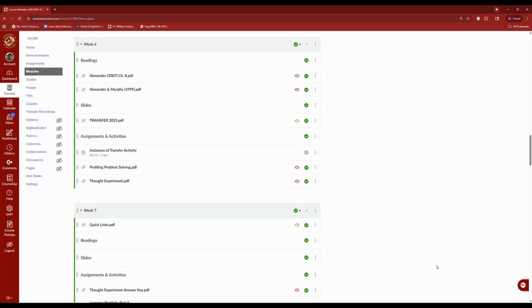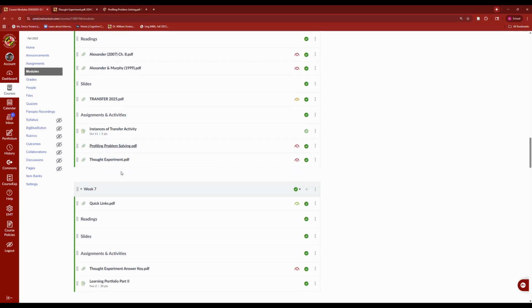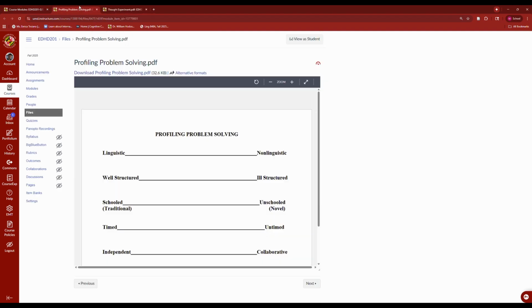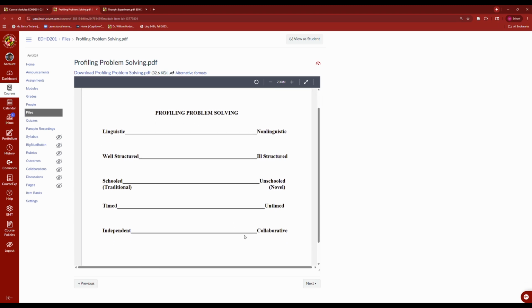To continue off of last week, I'm going to ask you to pull out your thought experiment that you completed, as well as the profiling problem solving sheet, which has the different dimensions. Again, this is week 6, but we can see the profiling of problem solving here, and the different dimensions that we are going to profile different problems under. We can see linguistic, non-linguistic, well-structured, ill-structured, schooled, unschooled, etc. We're not really going to focus on timed versus independent versus collaborative for this activity, so for the remainder, just focus on those first three.